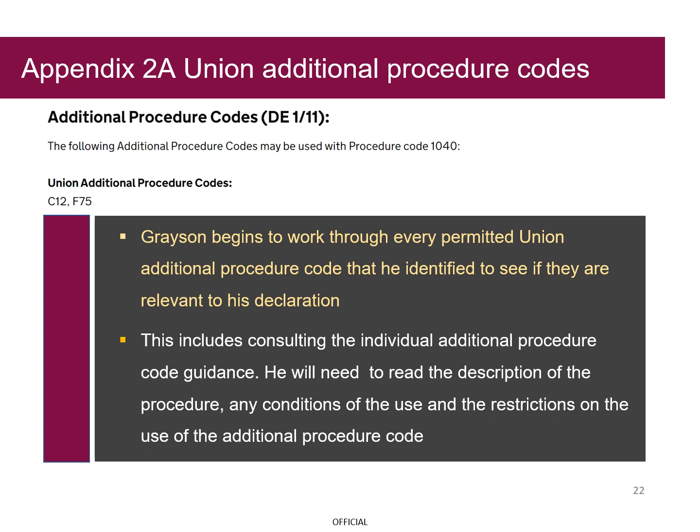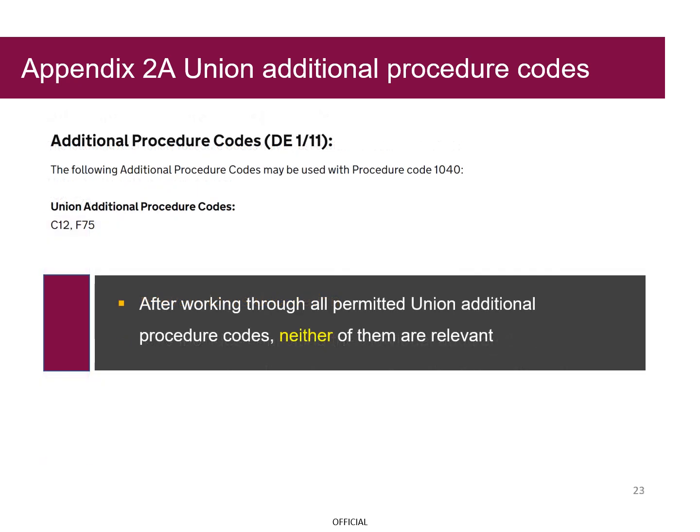Grayson will need to read the description of the procedure, any conditions of the use of the code, and the restrictions on the use of the additional procedure code. He would need to follow this process regardless of the type of declaration he's completing. However, after working through all permitted Union Additional Procedure codes, neither of them are relevant to Grayson's declaration scenario.